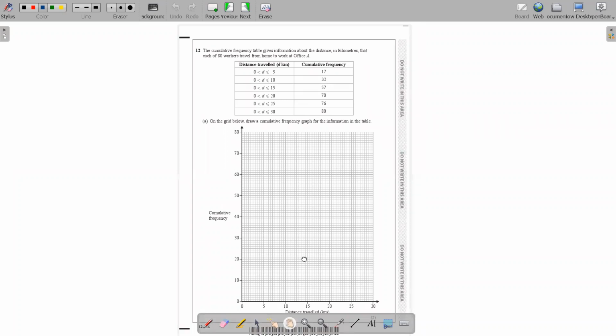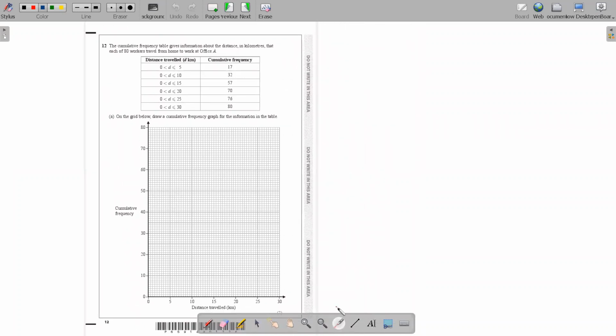Okay, moving on to question number 12. The cumulative frequency table gives information about the distance in kilometers that each of 80 workers travel from home to work at office A. Okay, so this gives us the information about the distance. So it's a cumulative frequency table. Distance between 0 to 5, you have 17 workers, 0 to 10 kilometers, 32. Likewise, so they've filled out. So on the grid below, draw a cumulative frequency graph for the information in the table. Okay, so you need to draw the graph.